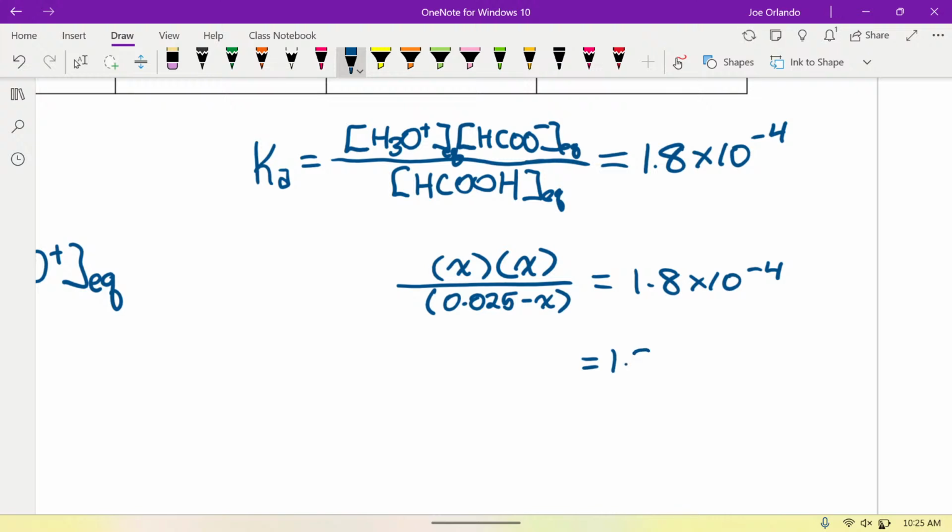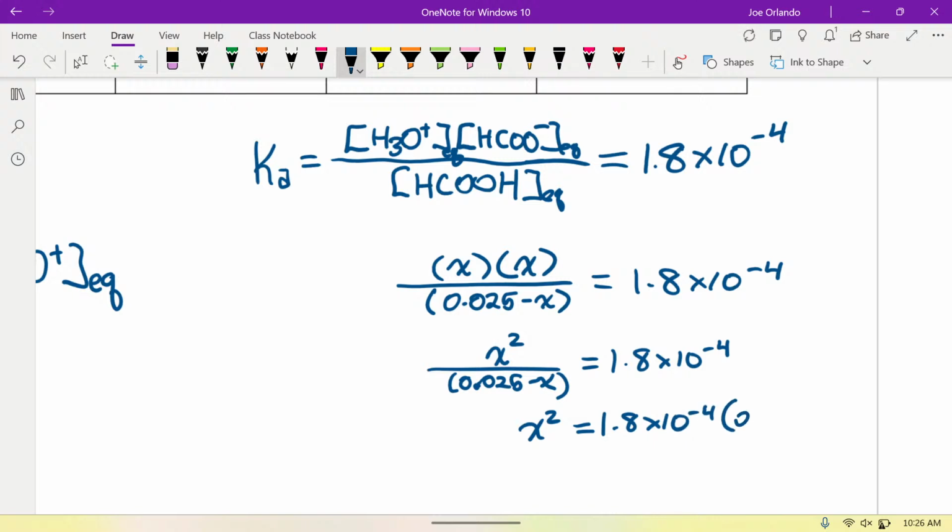All right. This is 1.8 times 10 to the negative 4 still, obviously. This up here, what's X times X? X squared. And this is still 0.025 minus X. What should we do next? Multiply it over. Okay. So this will still be X squared. This will be 1.8 times 10 to the negative 4 times 0.025 minus X.